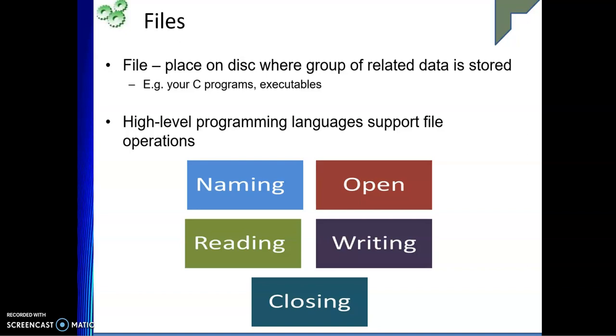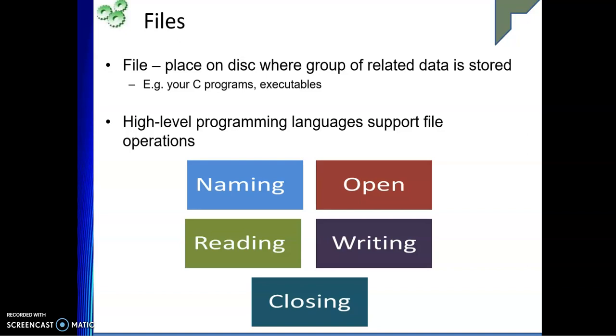Even when you have done some C programs and all these things, right? So now you understand a file as a place on a disk where related data is stored. And using a high level programming language, since we are talking about C programs, it supports some file operations, and these are naming a file, how to open a file, how to read a file, how to write a file, and how to close a file.